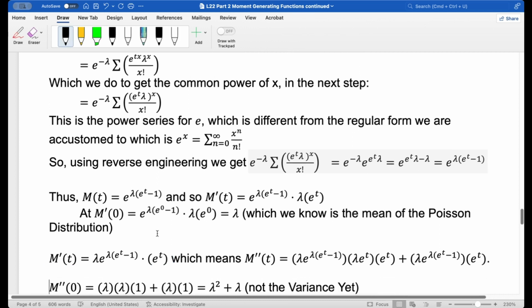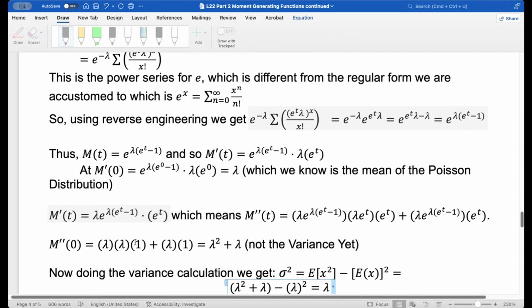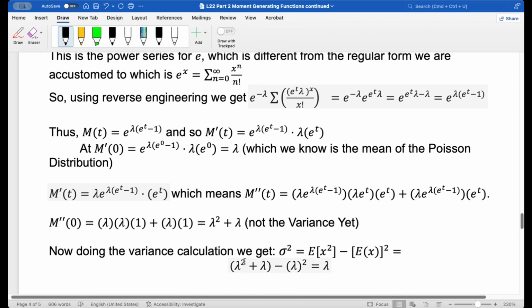If you want to do the second derivative here, I'll leave that for you to check. It involves a product rule. And then you're going to plug in 0, and you get lambda squared plus lambda. And then plugging into the variance formula, it's expected value of x squared, which is this m double prime of 0, minus the mean squared, which was the first derivative. So that's lambda squared plus lambda, minus lambda squared, and it cancels out to lambda.